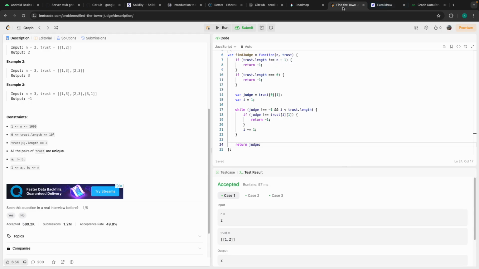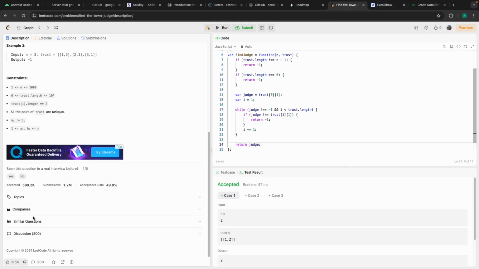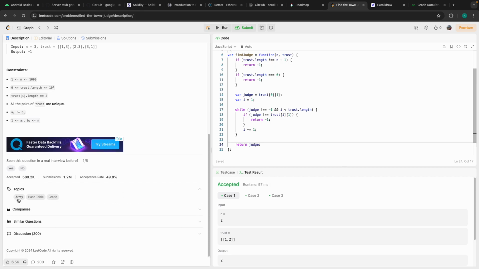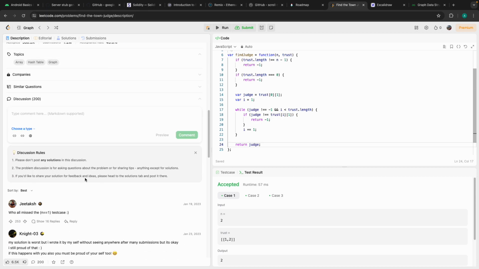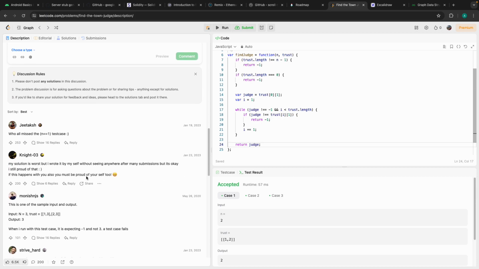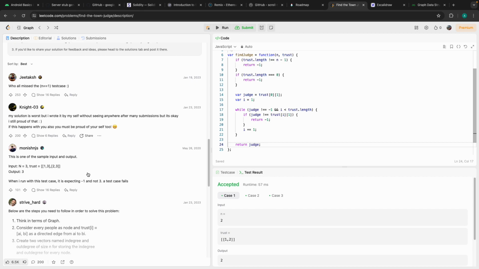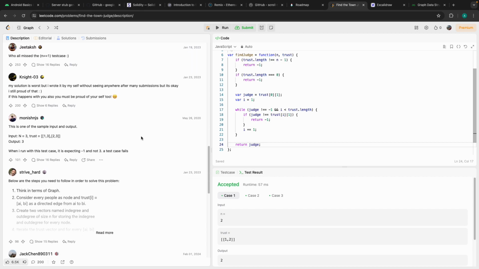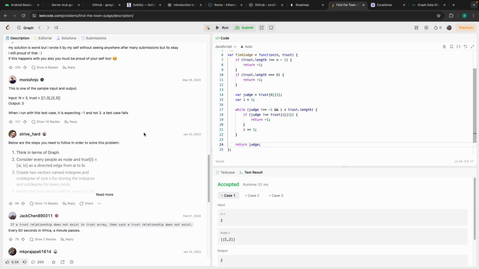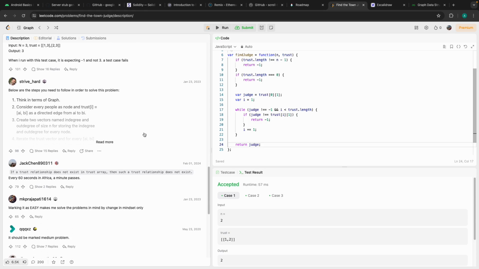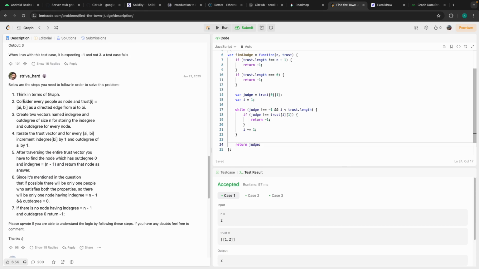Strongly connected. Maybe we have hints. No. Array, hash table, and graph. I need to go to discussion. Consider every person as a node and trust as a directed edge. Okay, already done it.